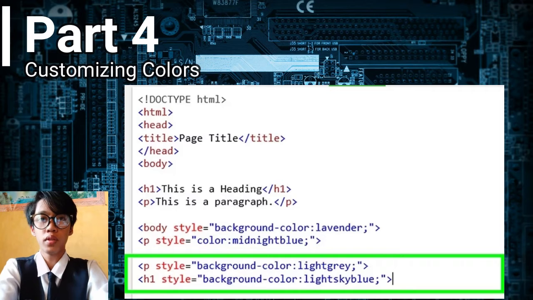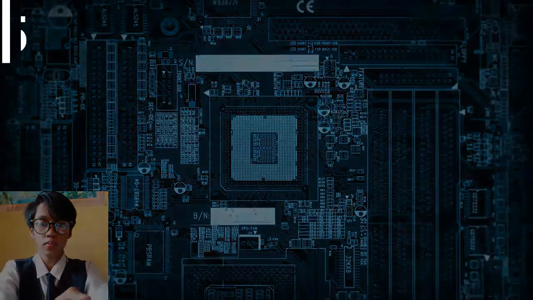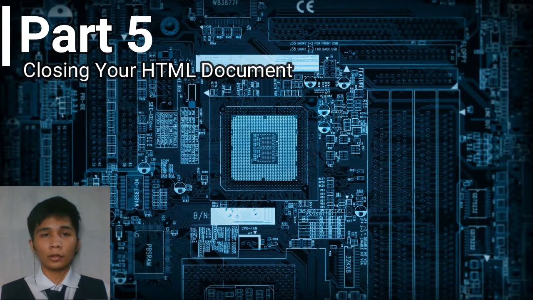You can set the background color for a header or paragraph, similar to how you set the background color for the body tag. You can also set the background colors for other tags. Let's say you wanted to make the background color of a paragraph tag light gray, and the background color of the header light sky blue. You'd use paragraph style is equal to background color light gray, and header 1 style is equal to background color light sky blue.